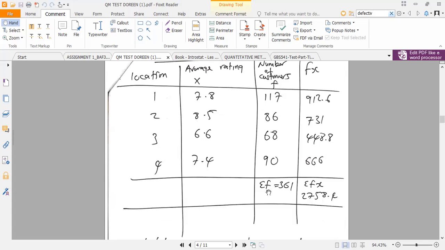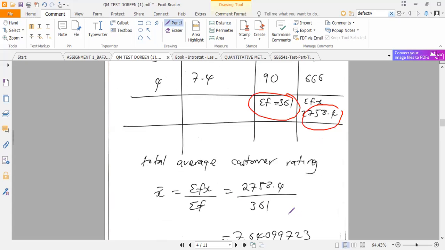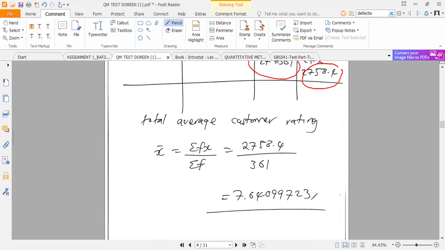To get the mean, the formula is simply summation of the fx over summation of f. So we simply divide this answer by this answer. You get 7.64.